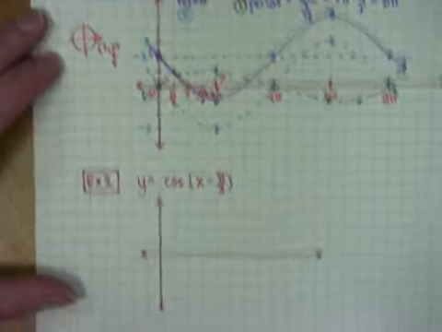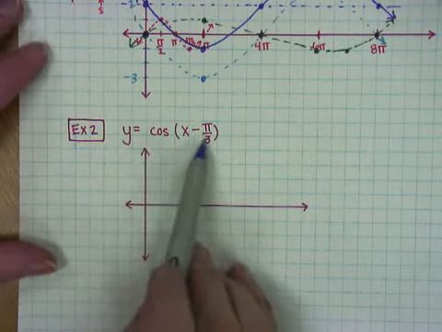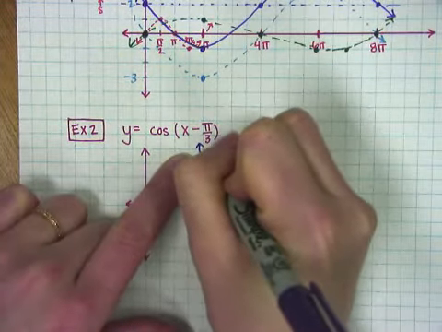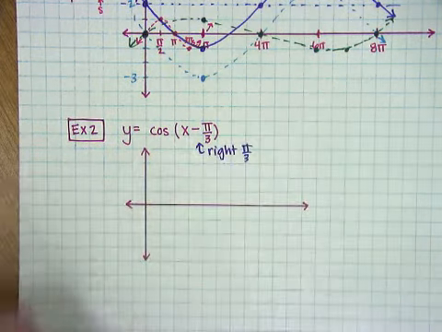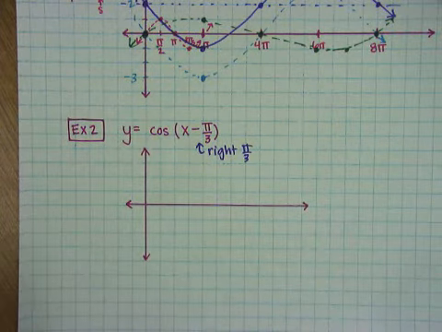All right, the next example, we've got a shift, and this time it's simpler. It's just a phase shift. This is going to shift it the opposite of what you would think, so it would shift it right pi over 3. Now in this case, I do want to see the original curve, so I do want to see you go out to 2 pi.